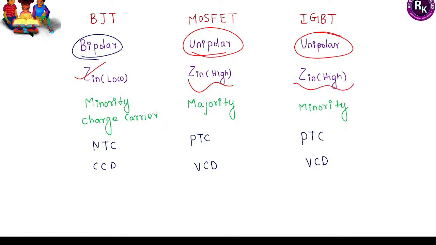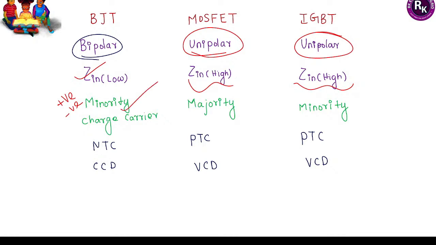And coming to the charge carriers in BJT, MOSFET and IGBT, always remember that in BJT it will always be carrying both positive and negative charges. If your device carries both positive and negative charges, then we simply call it a minority charge carrier device.